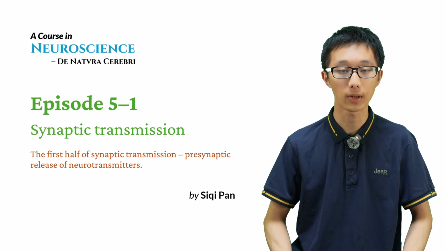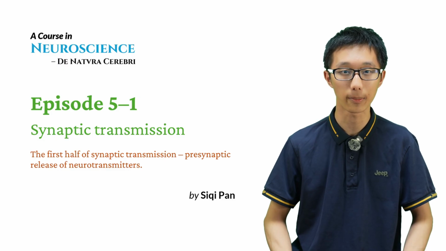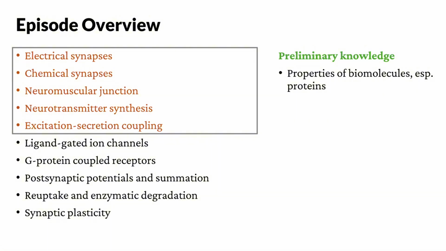Now, we're about to enter the world of communication. How does one neuron convey information to another neuron? That is related to synaptic transmission, which is the topic of this episode. In this episode, we will learn about the two types of synapses, electrical ones and chemical ones. Then we will go into details about chemical signals. We will learn about the neuromuscular junction as a prototypical chemical synapse.